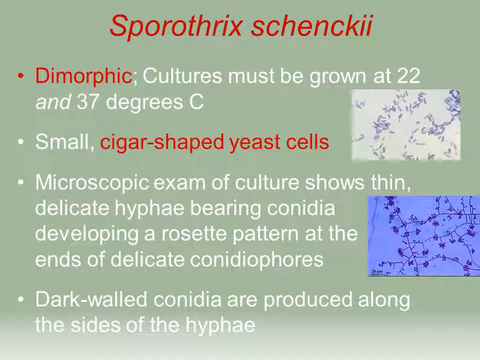Key thing to learn about Sporothrix schenckii is that it's dimorphic, meaning that at body temperature, it will manifest as cigar-shaped yeast cells, and so that cigar shape is a characteristic you want to hone in on. In the lab at room temperature, it will grow as a fungus.